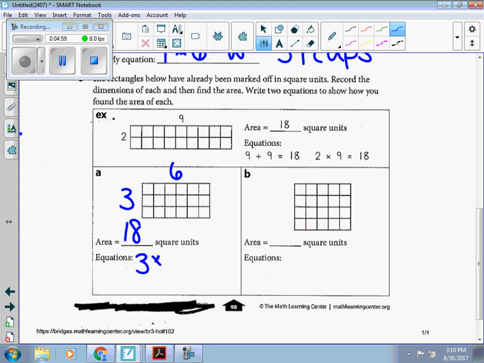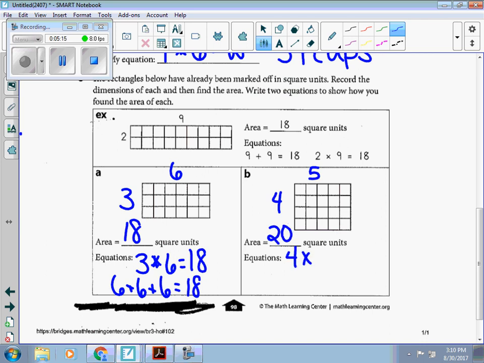And I know that 3 times 6 equals 18. And I can say 6 plus 6 plus 6 equals 18. And for our last one, it goes up 4 and over 5. So I know there are 20 square units.